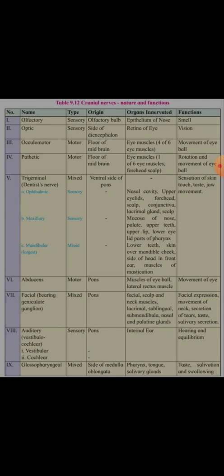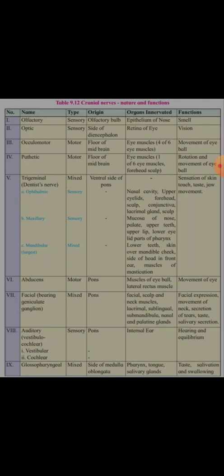So the olfactory nerve, the first cranial nerve, is the olfactory nerve. It is a sensory type and it originates from the olfactory bulb, and the organs innervated are the epithelium of the nose, and the function is smell.